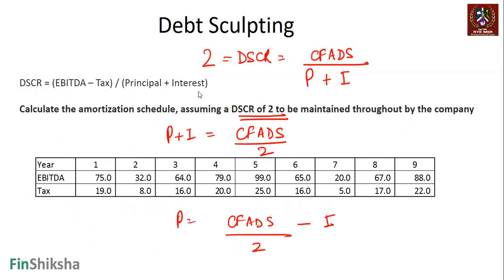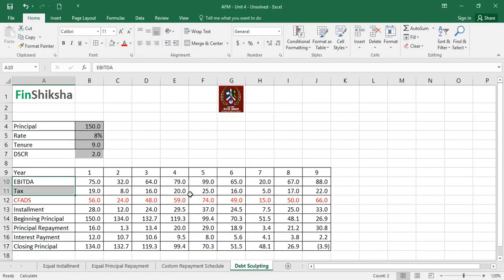We are saying that if a company is maintaining a debt service coverage of 2, then the total cash flow that they have has to be twice of the debt service that they are doing, which is principal plus interest. So P plus I should be the cash flow divided by the debt service coverage required. So consequently, the principal can be calculated.